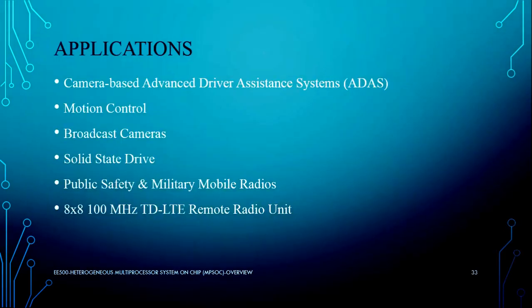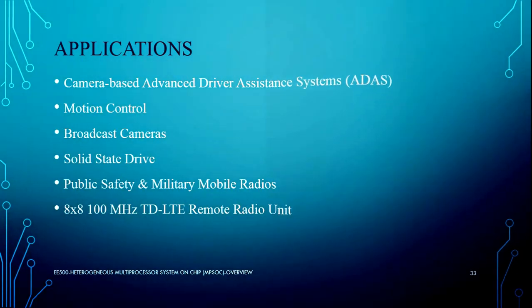Where does this high-speed processor find its application? It finds its application in camera-based advanced driver assistance systems to control the accident levels in a car. It can be used in motion control, broadcast cameras, solid-state drives used in fast computers, can be used to deploy public safety and military mobile radios, and to design a communicating remote radio unit. So it basically finds its applications everywhere.